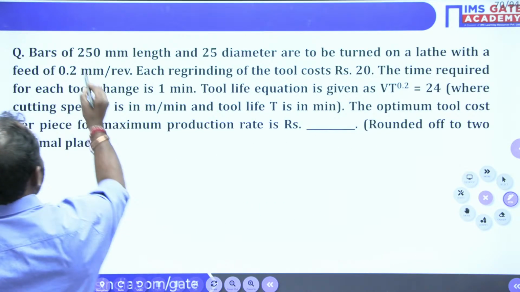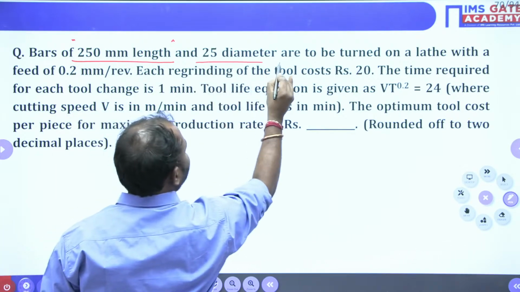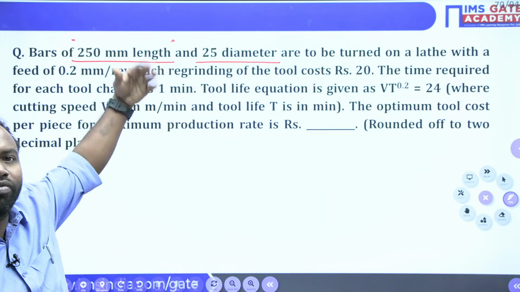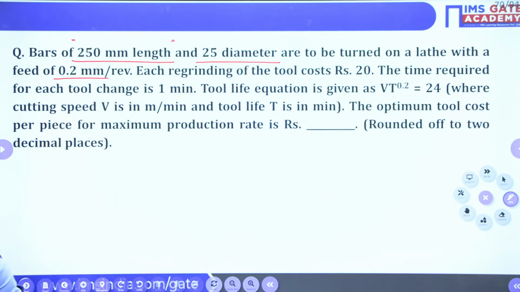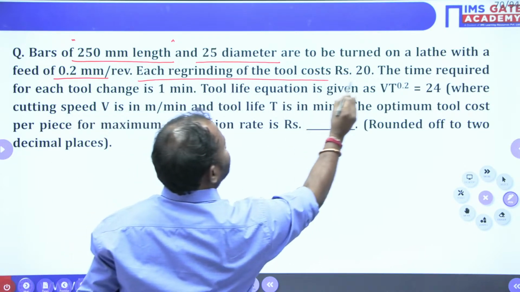A bar of length, this much length of the workpiece and this is the diameter of the workpiece, is to be turned on a lathe. So a turning operation has been performed on a lathe. Now at a feed rate of 0.2 mm per revolution, each regrinding tool cost is 20 rupees.